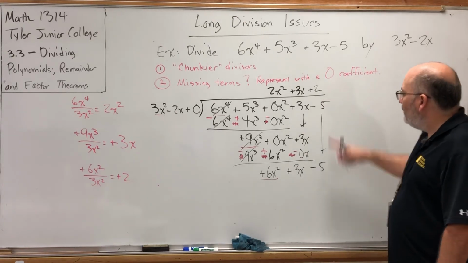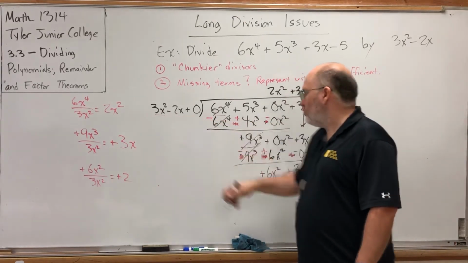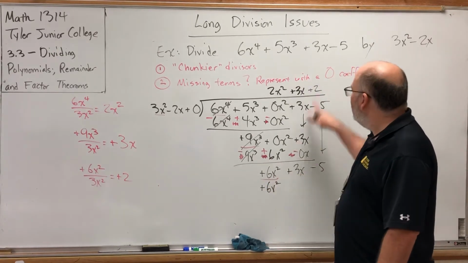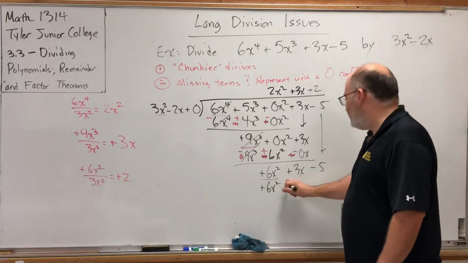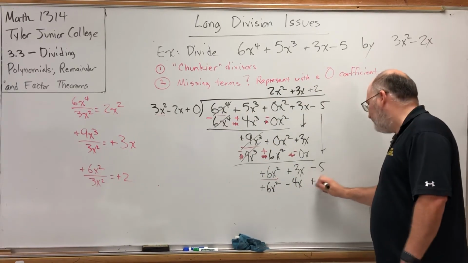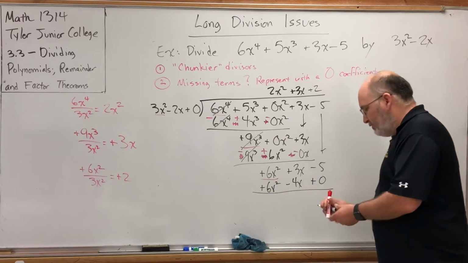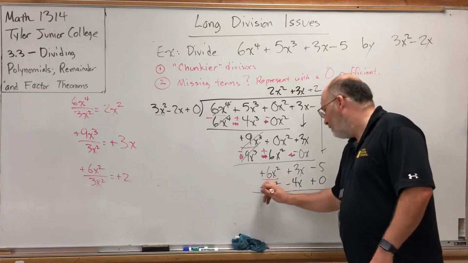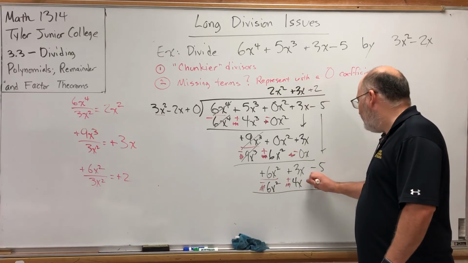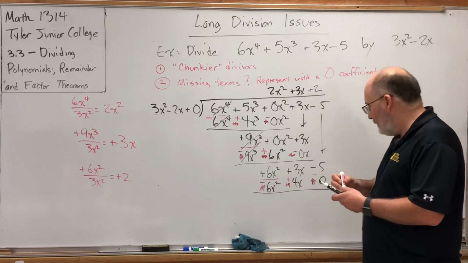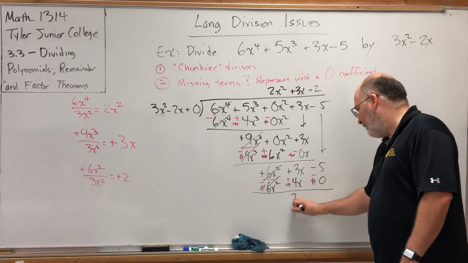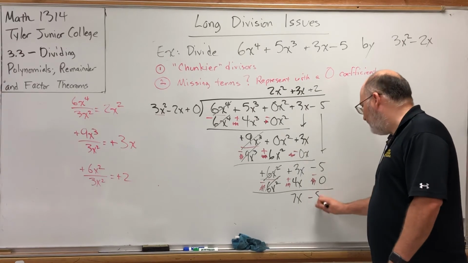And now to multiply. Positive 2 times 3x squared is positive 6x squared. Those match, but I was expecting that. Positive 2 times negative 2x is negative 4x. Positive 2 times positive 0 is positive 0. Change the signs. So the plus 6 becomes a minus 6, the minus 4 becomes a plus 4, and the plus 0 becomes a minus 0. Leading terms cancel. 3x and 4x is 7x. Negative 5 minus 0 is negative 5.